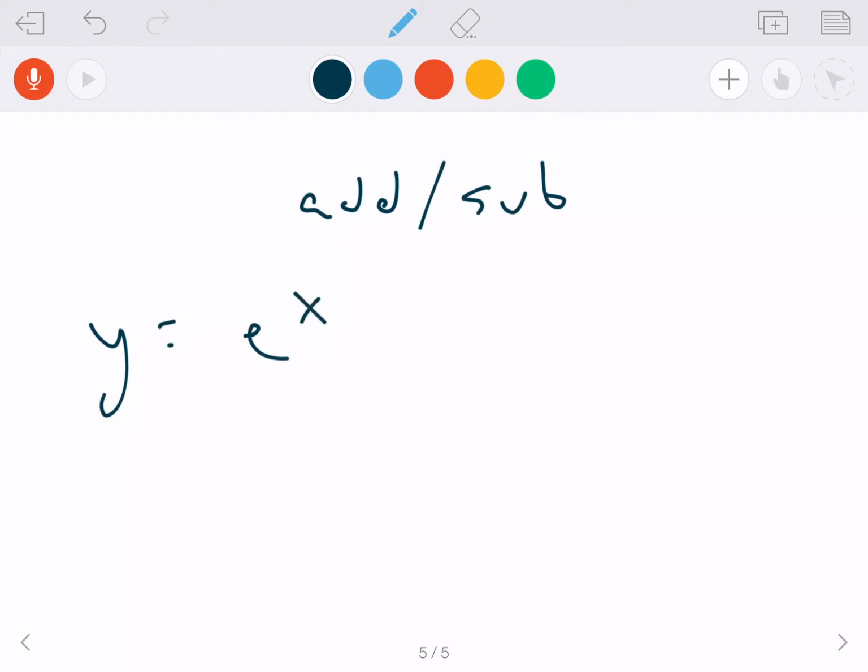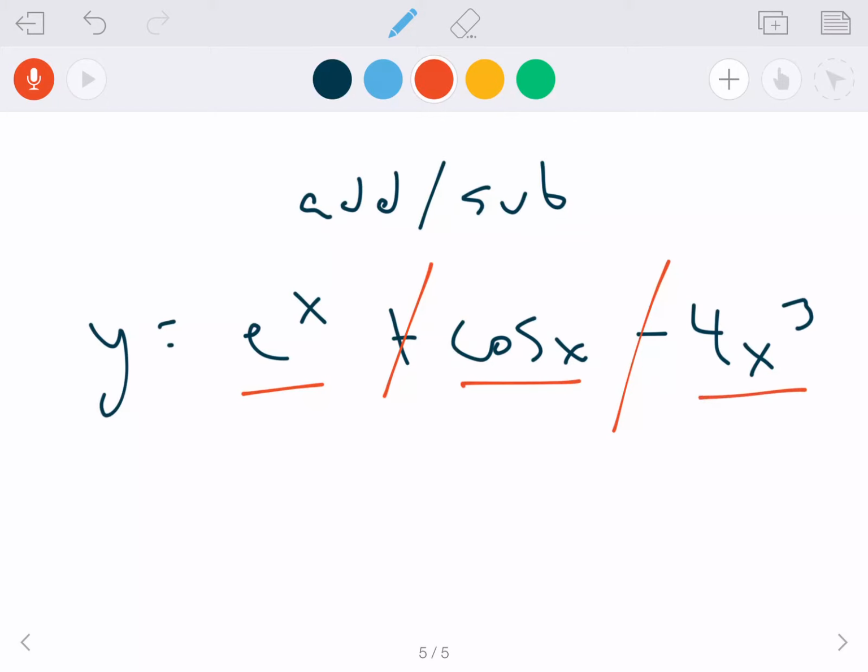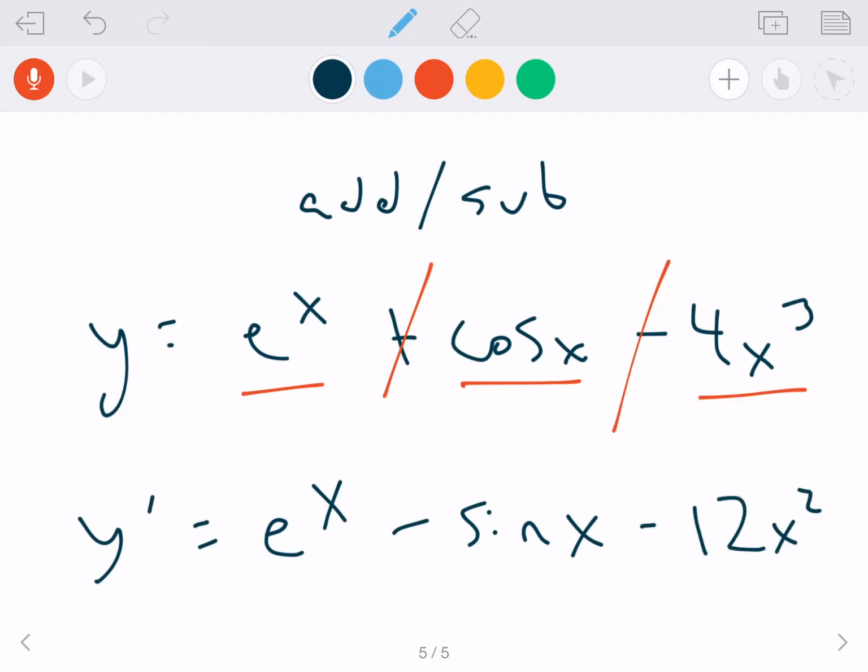Now some more rules here. If functions are separated by addition and subtraction, it's no big deal. You get to evaluate each piece individually. So like if I had y equals e to the x plus cosine of x minus 4x cubed, because these are separated by addition and subtraction, you get to look at each piece as its own derivative, right? And then that's not too bad. So y prime is just e to the x minus sine of x minus 12x squared. No big deal.